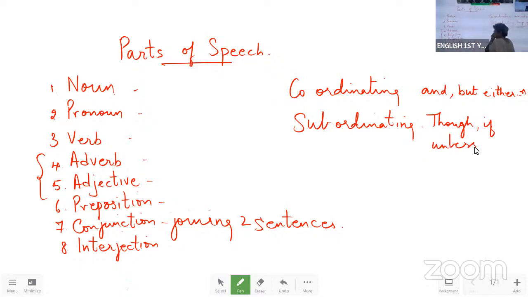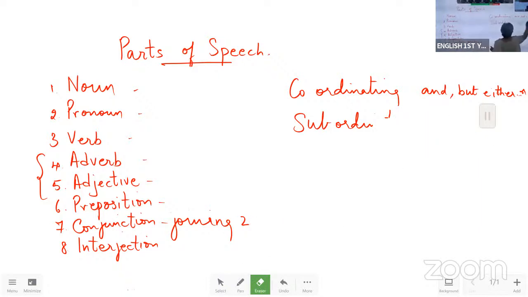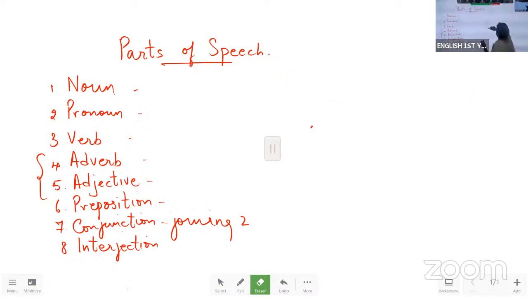Since I don't have much time, it's almost time for me to end. So conjunction and interjection is also very easy. We'll continue this before going on to articles, children, tomorrow. So stay tuned.